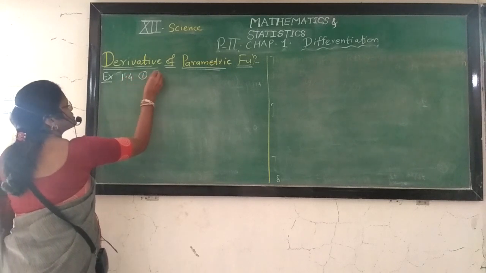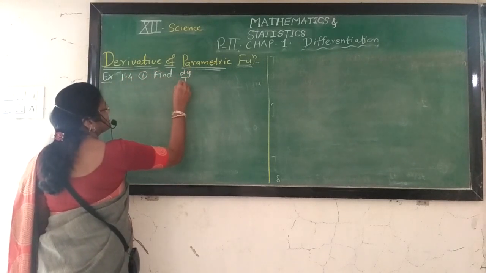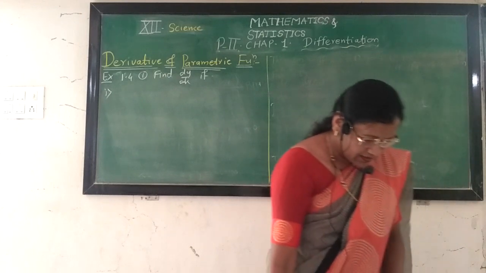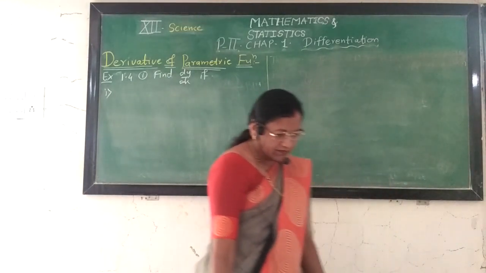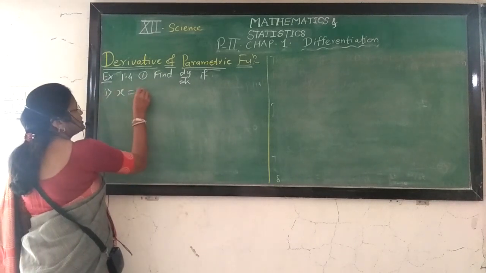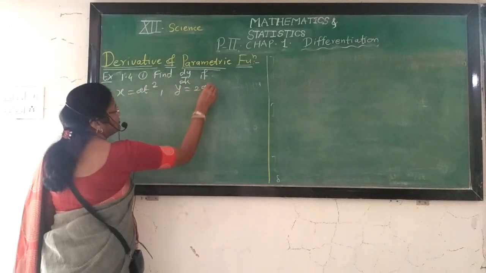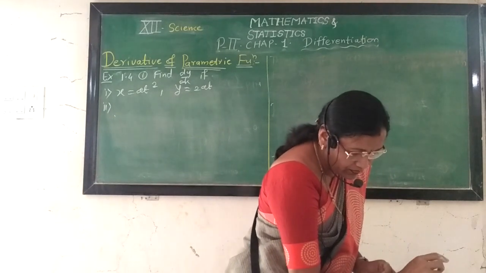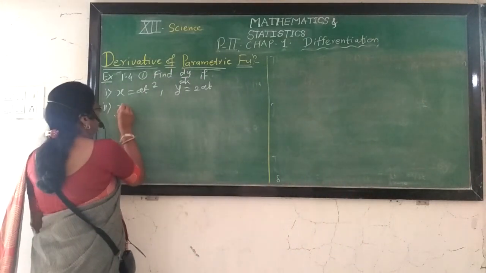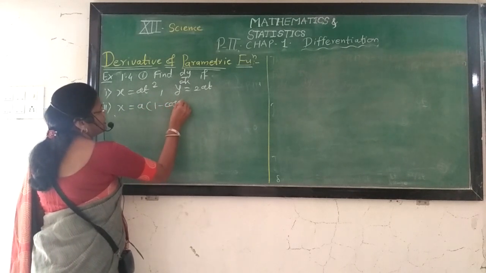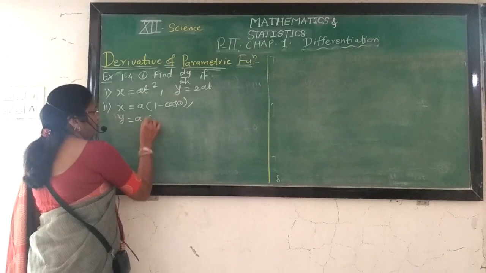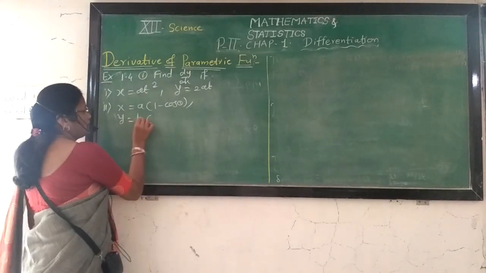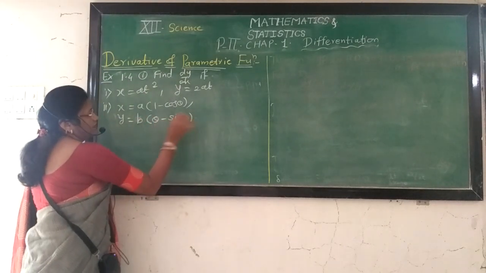Exercise 1.4, first question: find dy by dx, where x is equal to a t square and y is equal to 2 a t. And the second question: x is equal to a into 1 minus cos theta, and y is equal to b into theta minus sin theta.